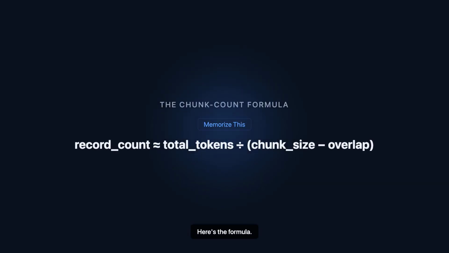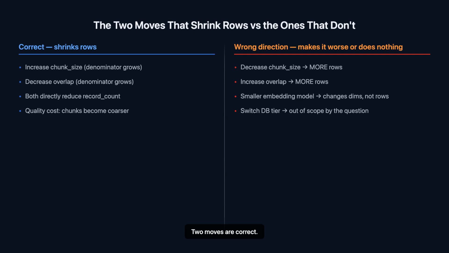Here's the formula. Record count is approximately total tokens divided by (chunk size minus overlap). The numerator is fixed. That's just how much text you have. The denominator is what you control. Every chunk advances through the document by chunk size minus overlap tokens, because the overlap repeats material from the previous chunk. To reduce the record count, you need to make the denominator larger. That's the whole game.